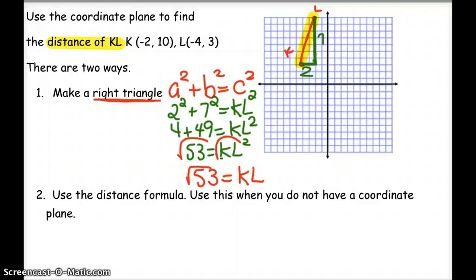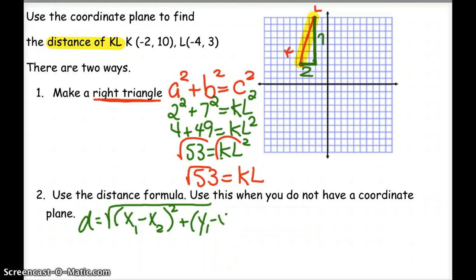All right, now, if I don't have a coordinate plane, then I need to use what's called the distance formula. And so let me write the distance formula down for you, and that is distance equals square root of, I'm going to write the formula down and then I'll explain it, guys. I'm going to take my x1 minus my x2. Those are the x parts of your ordered pair. I'm going to square them, plus y1 minus y2 squared. So I'm given 2 ordered pairs. So x1 and y1 is the first ordered pair, and then x2 and y2 is the second ordered pair.